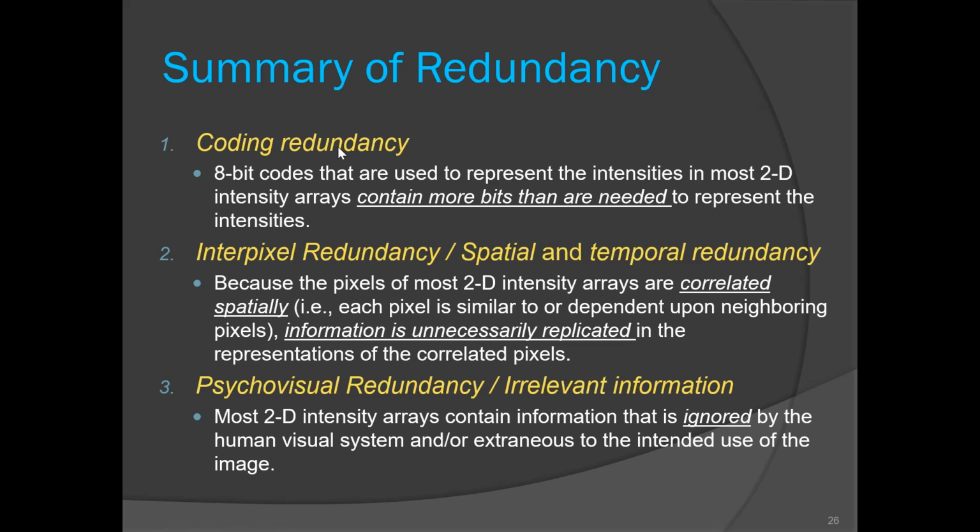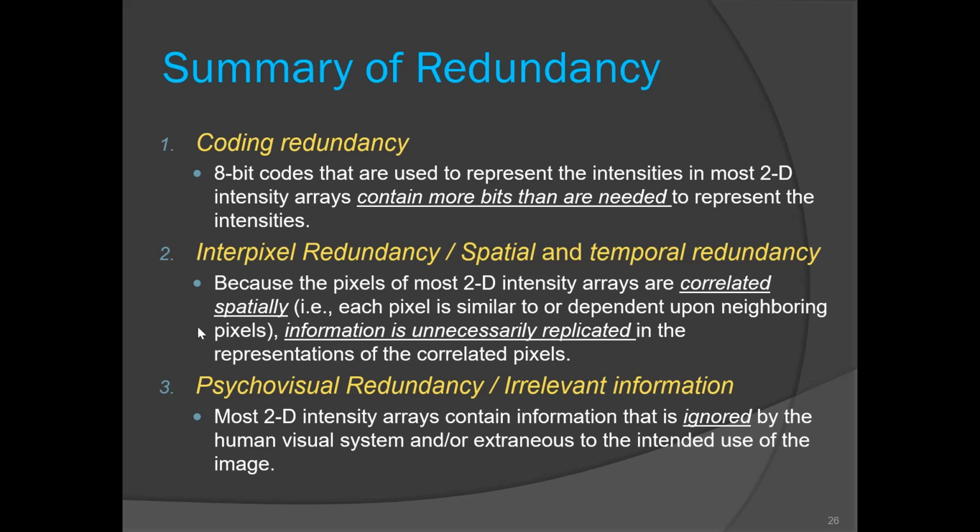First one is the coding redundancy. This redundancy happens when we use more bits than actually needed. For gray images we generally use 8 bits. So the 8-bit codes that are used to represent the intensity in most 2D intensity arrays contain more bits than are needed to represent the intensities. If we use 8 bits to encode all the pixels, that scheme is known as fixed length coding. But we have seen if we use variable length coding, then we can greatly reduce this coding redundancy.